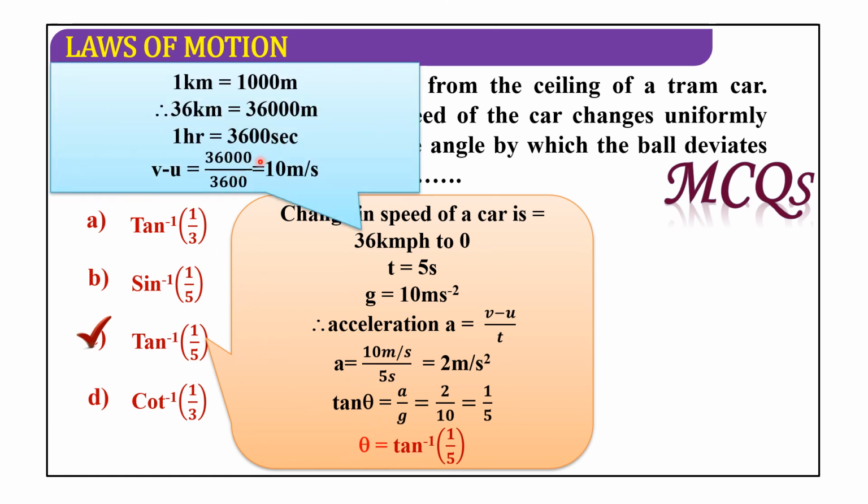Here we converted v minus u into meters per second. 36 km/h, or we can write 36 into 5 by 18. 18 ones are 18, 18 twos are 36, so 10 meter per second. Here also the zeros get cancelled.